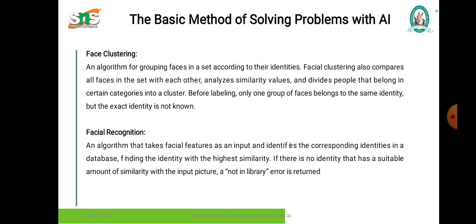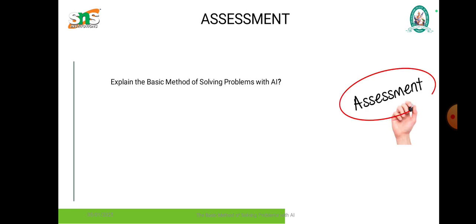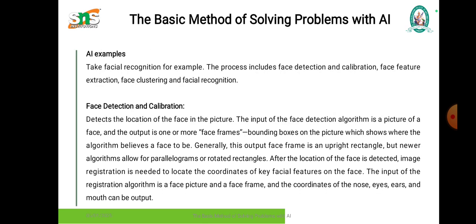The next one is facial recognition. Here we can use an algorithm that takes facial features as input and identifies the corresponding identities in a database. Then we can easily find the identity with the highest similarity. If there is no identity that has a suitable amount of similarity with the input picture in the library, then an error is returned.